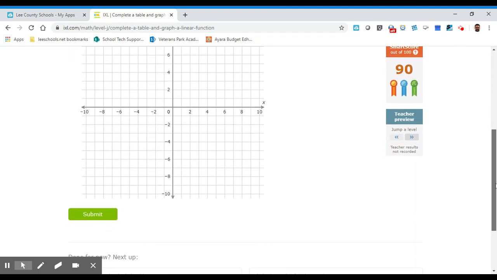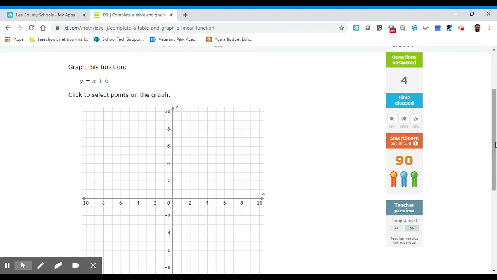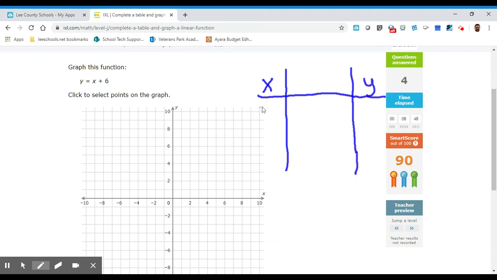Okay, so now it's asking us to graph the function, but it's not giving us any values. So here's what you do. Let me show you how to do this. Create a little table. It's called the function table. And let's go x. Let's write the function. And the y is over here. And we're going to plug in our x values. Let's plug in negative 1, 0, and 1. Those are the ones I recommend.